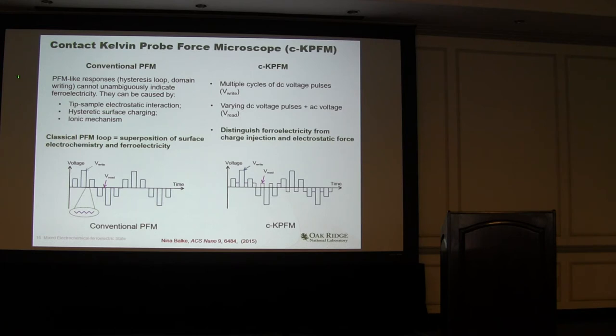To solve these problems, we use a compact Kelvin probe force microscopy PFM. I will not go into details about this method. If you are interested, you can go to this reference for more details. Basically, in the V-read signals, it has multiple cycles of DC voltage. Instead of the conventional PFM, which only has V-read equal to 0 volts, here we have V-read from plus 2 volts to minus 2 volts.